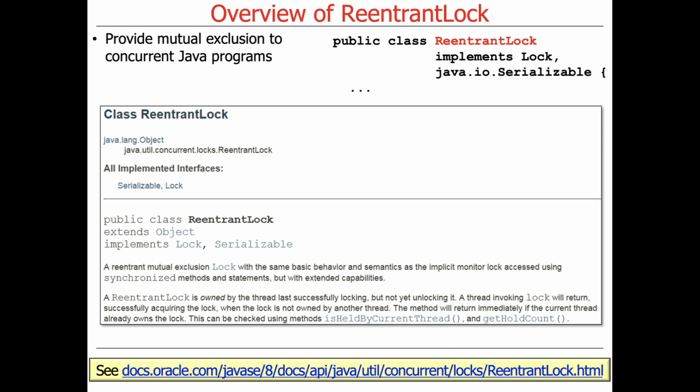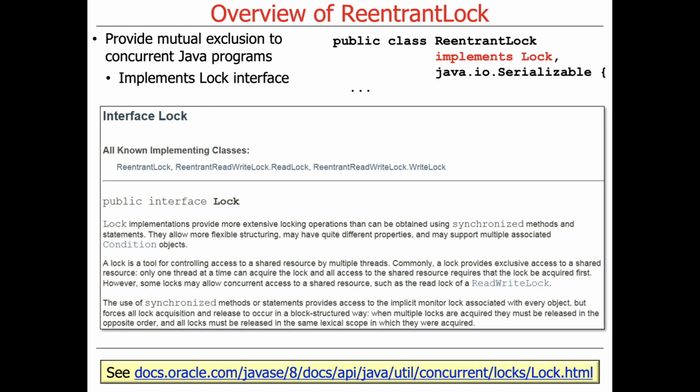So a ReentrantLock is a class that can be used to provide mutual exclusion to concurrent Java programs. That's its role in life. It implements the lock interface. And I strongly recommend that you take a look at the documentation for the lock interface. It explains quite nicely the semantics of the different methods like lock and unlock and try lock and so on. It's very well written.